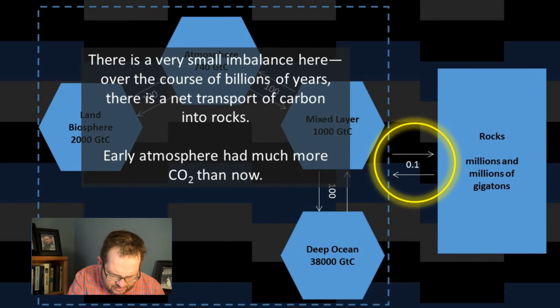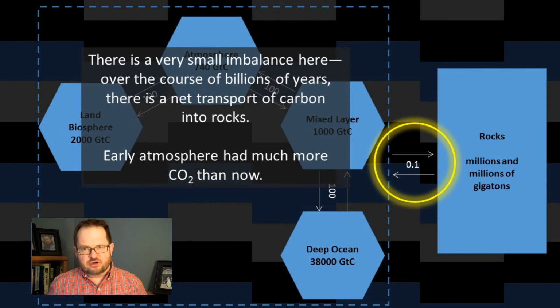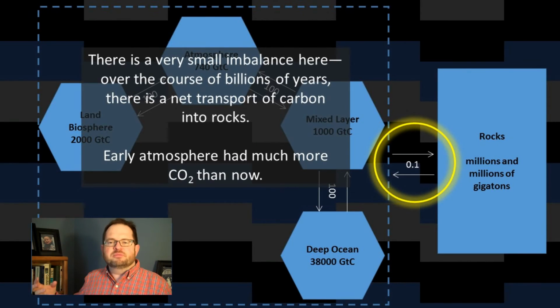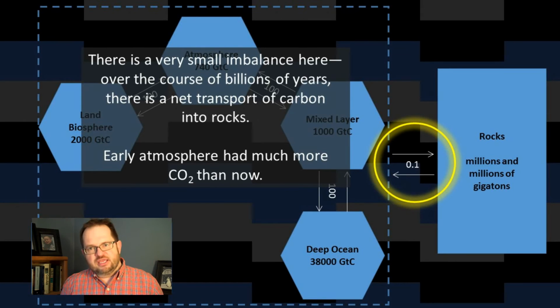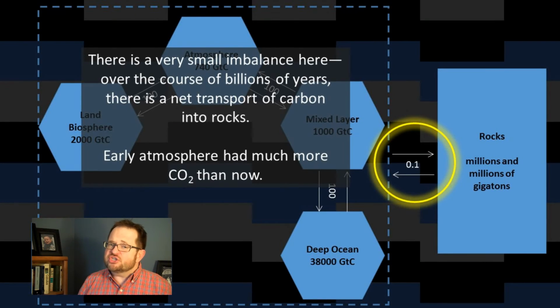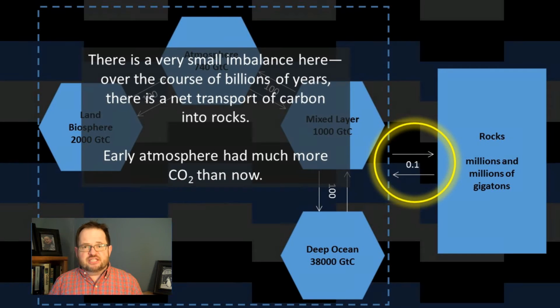Now, I'm drawing it, and I circled it in yellow there, like there's a perfect balance here. The cold, dead ball of rock that is the Earth absorbs about 1/10 of a gigaton per year of carbon and emits about 1/10 of a gigaton of carbon per year back in the form of volcanic eruptions and so on. In practice, there's actually a small imbalance there that's hard to measure on human timescales. But over the course of billions of years, it's actually essential to life on Earth.